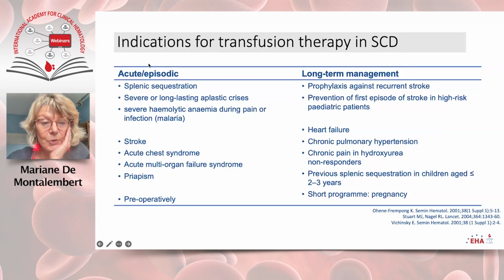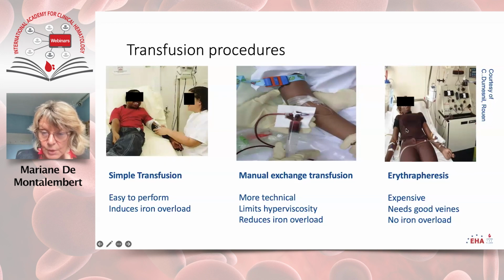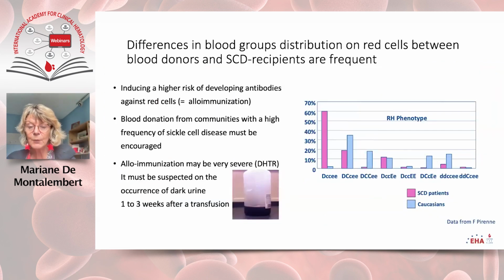You may perform a top-up transfusion if you have an acute anemia, or monthly transfusion. In children, mostly to prevent a stroke, and in adults, mostly because of chronic organ damage. You may use simple transfusion, easy, manual exchange transfusion, or erythrocytapheresis, which is the best but most expensive technique. I would like to underline these aspects.